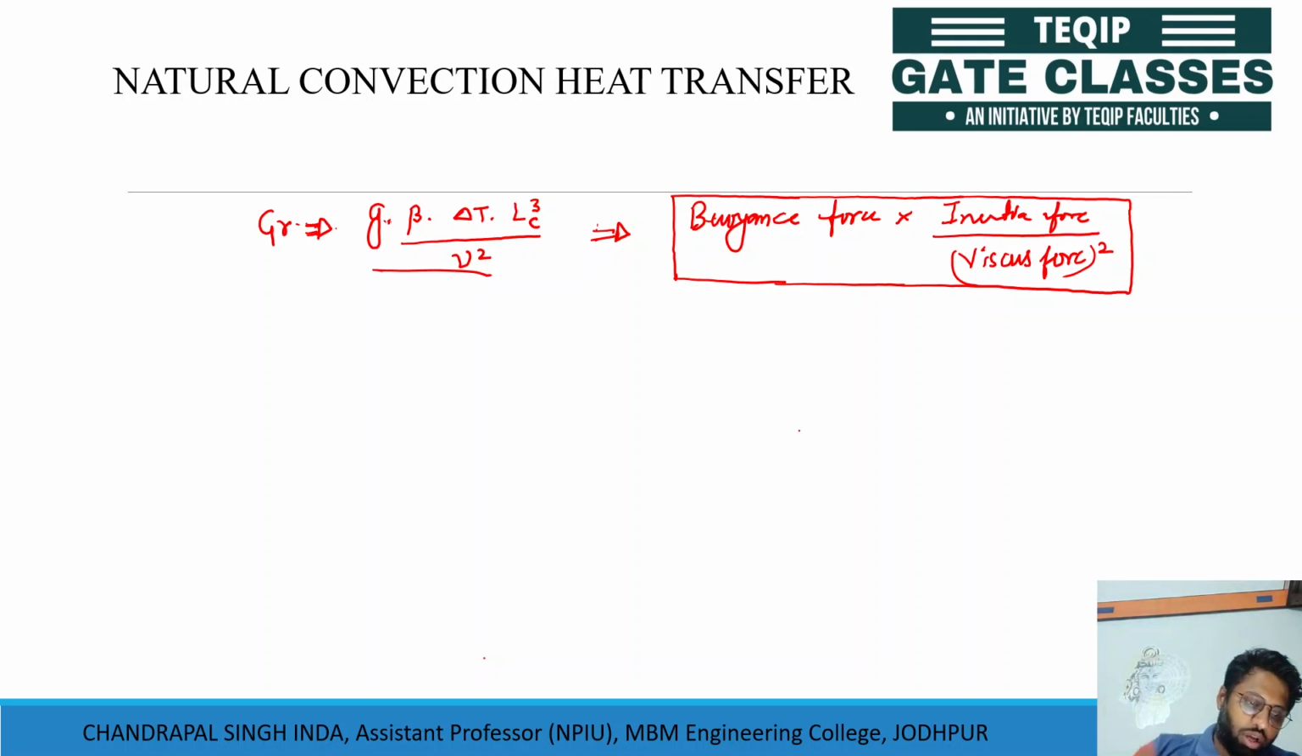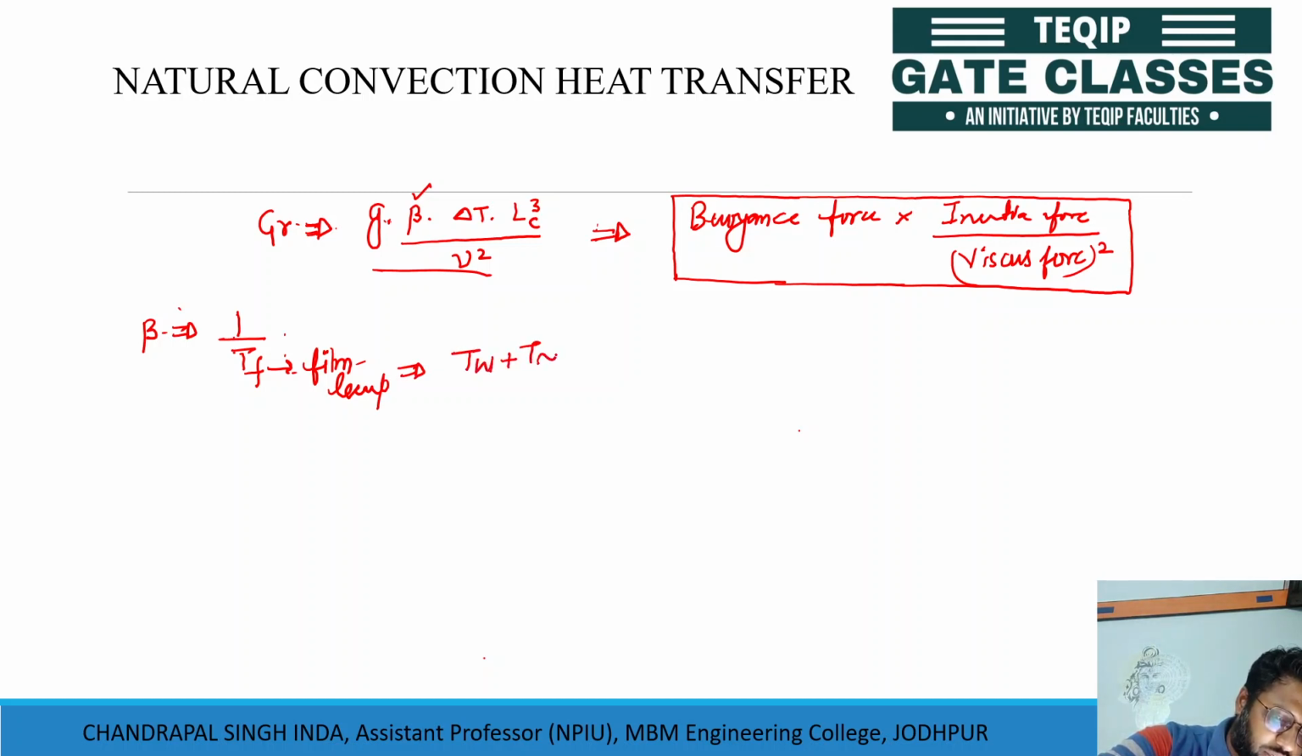So let's have the value of beta, that is how we are going to find the value of Grashof number. The value of beta is equal to 1 by T_f, which is the film temperature, and that is equal to the mean of T-wall plus T infinite by 2, and this delta T is equal to the difference of T-wall and T infinite.